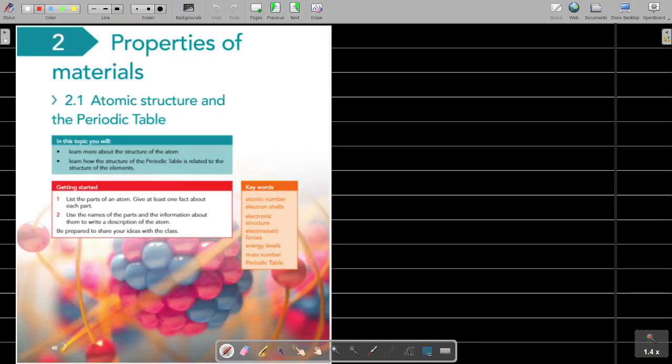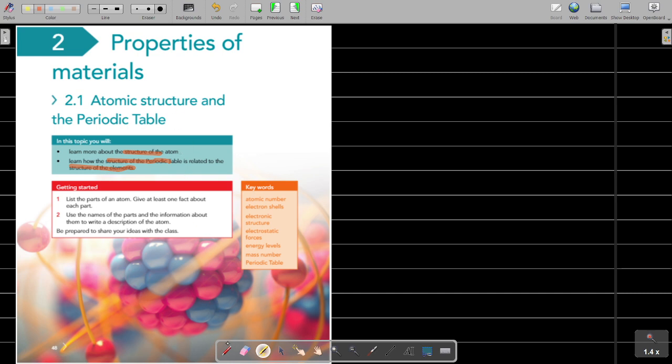Okay, this is our first page. 2.1, Atomic Structure and the Periodic Table. In this topic, you'll learn more about the structure of the atom and learn how the structure of the periodic table is related to the structure of the elements.